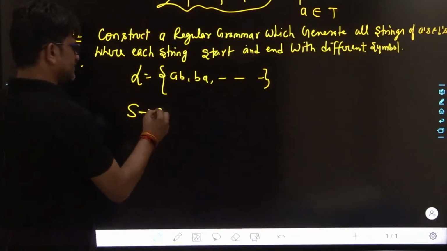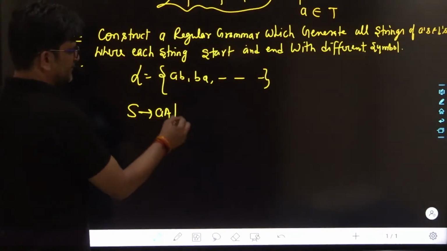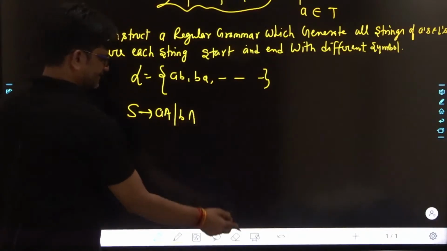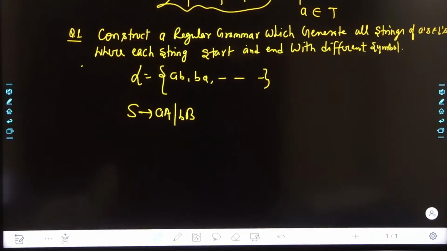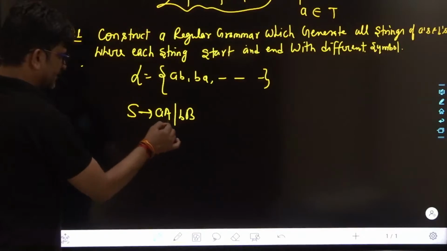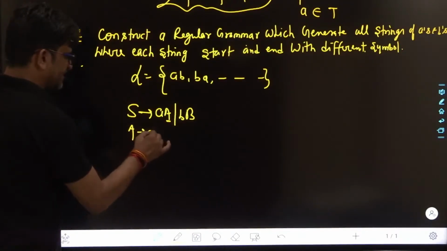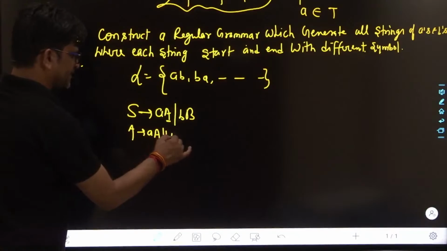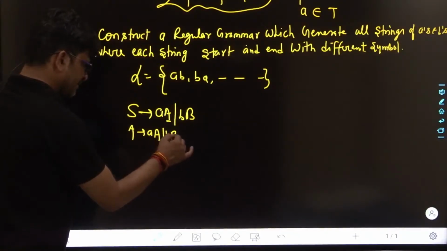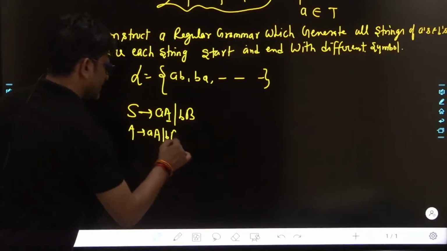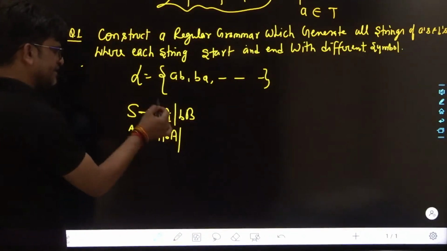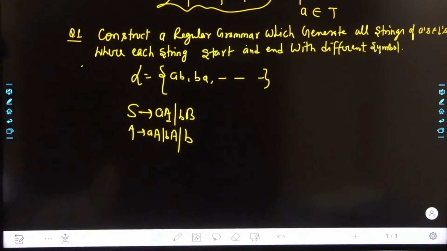So S starts with A or starts with B. This A generates any number of A's, any number of B's, and whenever we terminate this A, it is always terminated by small b.